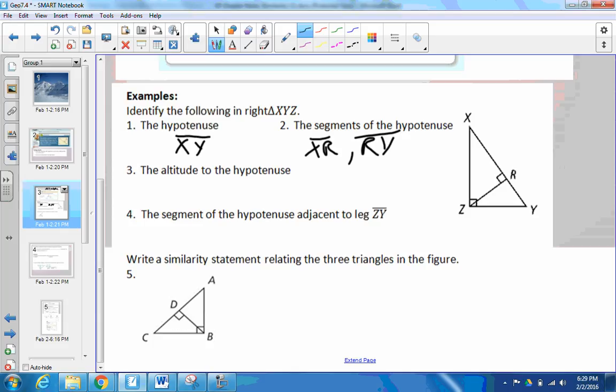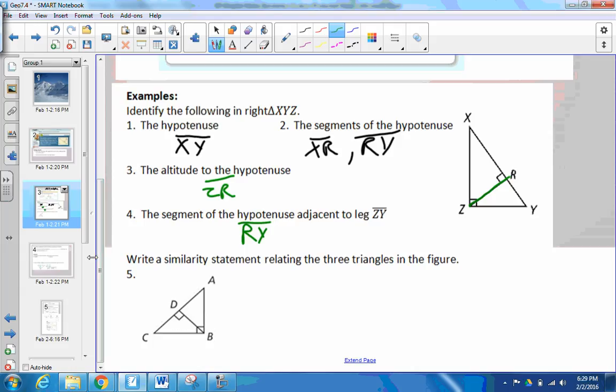So you've got to think back to, I think, chapter 5, which was all about the special segments in triangles. One of them is the altitude, and that's the perpendicular line from one side to the opposite vertex. So for the altitude to the hypotenuse, you have to be going to the hypotenuse and going to that opposite vertex, which would be right there. That'd be ZR or RZ. The segment of the hypotenuse adjacent to the leg ZY. Okay, so it's the segment of the hypotenuse that is adjacent to leg ZY. So it's the smaller one, so it's going to be RY.